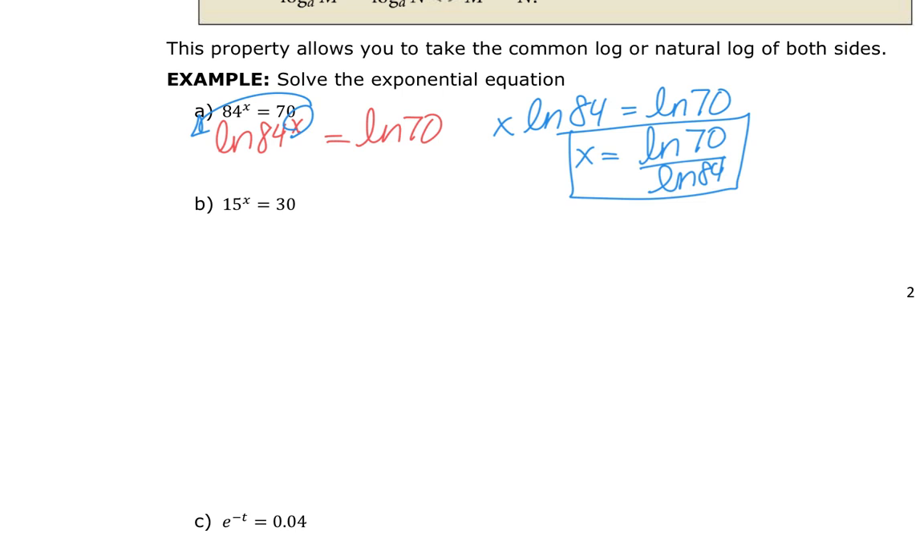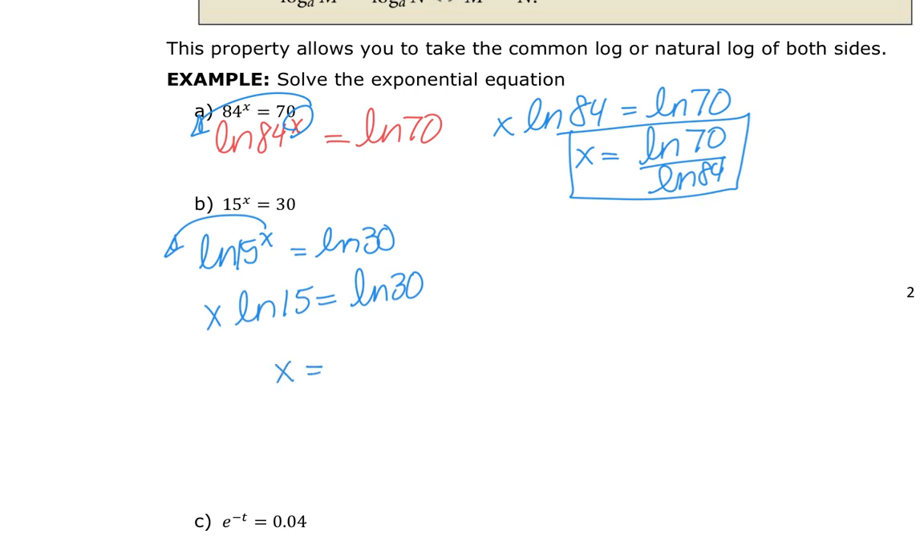Similarly, I'm going to do the same thing. I'm going to do the natural log of 15^x is equal to the natural log of 30. Now, I want to say that you can use log. I just like writing natural log. It's left to right. So I have x times the natural log of 15 is equal to the natural log of 30, bringing that x down out front as an exponent, dividing both sides by the natural log of 15. I have x is equal to the natural log of 30 divided by the natural log of 15, and that is my answer.